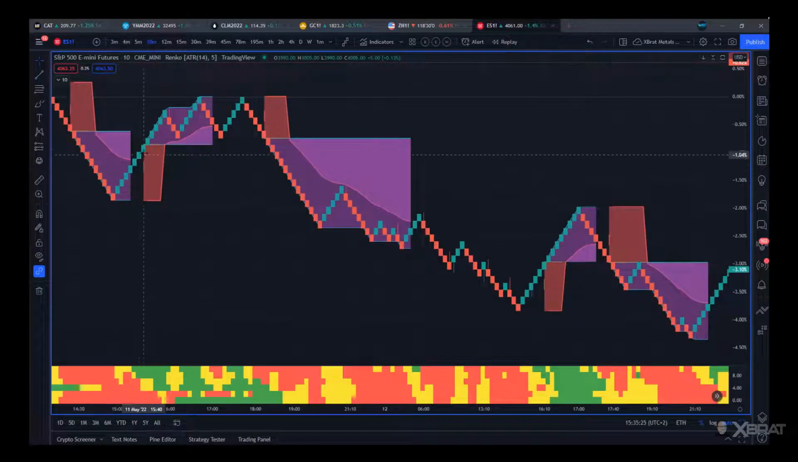Bottom of the roller coaster, long signal, go long. Top of the roller coaster, got a signal, go short. Then we go long, then we go short. All these are winning trades. These are trailing stops being hit. Really strong type of roller coaster motion, different market conditions.